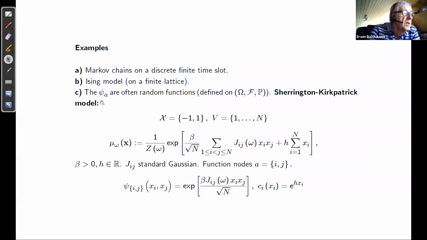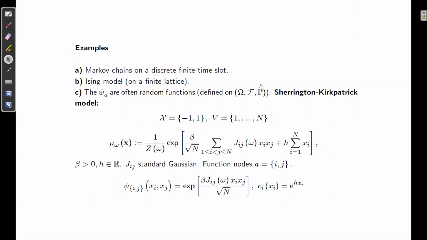Now, what is also happening often, and many things I'm talking about here today are related to the fact that often these functions themselves are random functions. They are not just fixed functions, but they are defined as random elements on a probability space. As a rule for this probability space, I'm always taking this P, blackboard-bold P, which governs the law of this psi A as random variables.